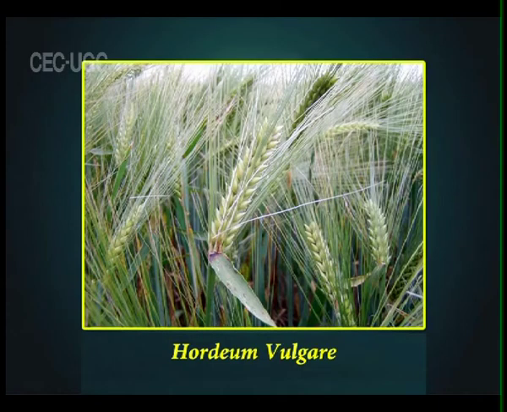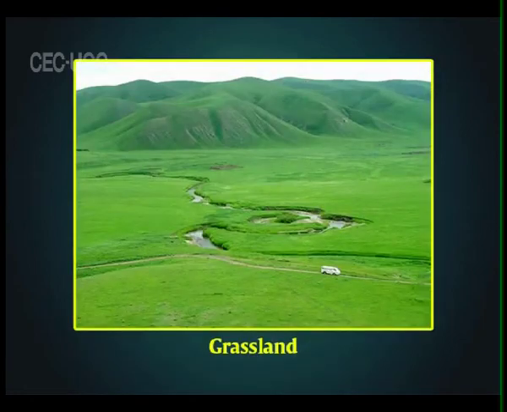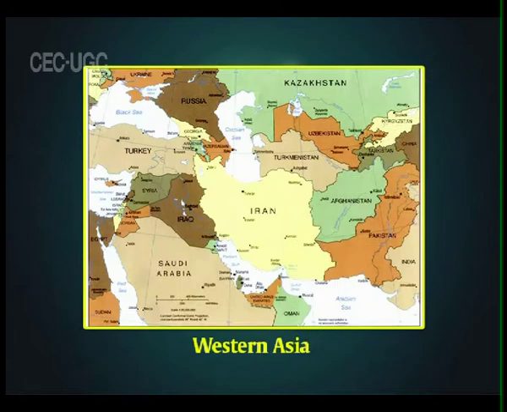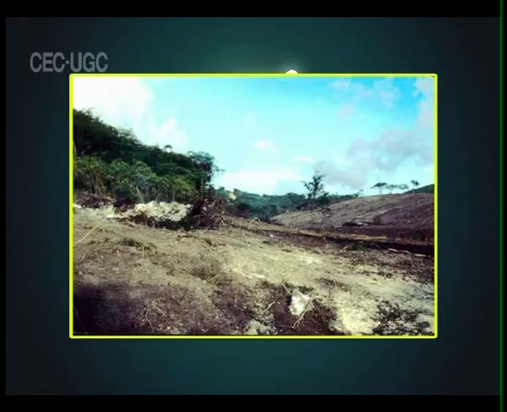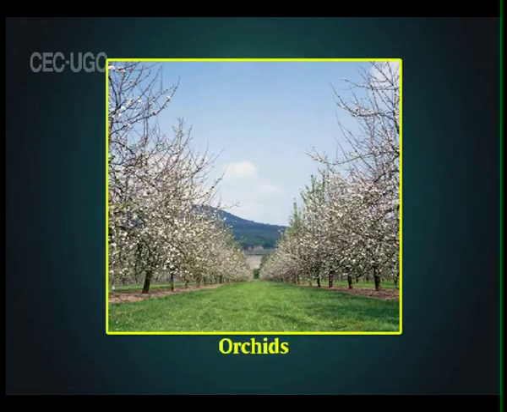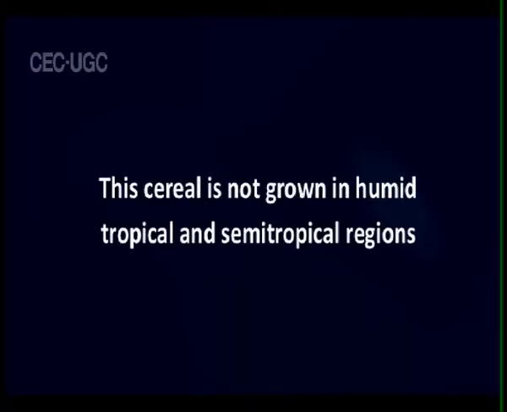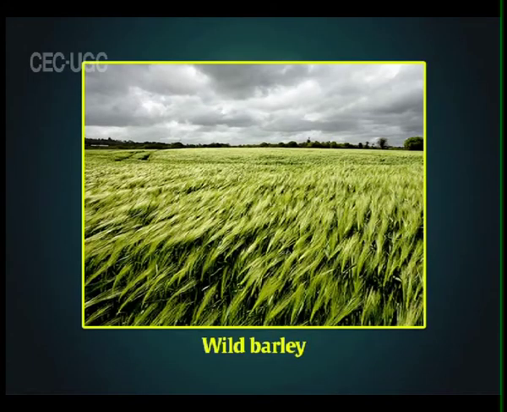The wild ancestor of domesticated barley, that is Hordeum vulgare subspecies spontaneum, is abundant in grasslands and woodlands throughout the Fertile Crescent area of Western Asia and Northeast Africa, and is abundant in disturbed habitats, roadsides and orchards. The cereal is not grown in humid, tropical and semi-tropical regions. Outside this region, the wild barley is less common and is usually found in disturbed habitats.